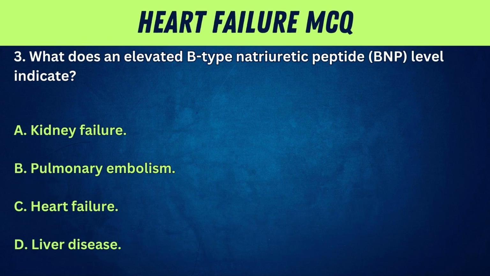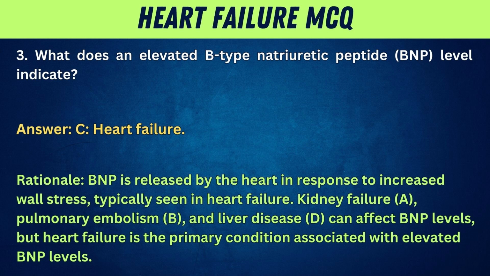3. What does an elevated B-type natriuretic peptide, BNP, level indicate? A. Kidney failure. B. Pulmonary embolism. C. Heart failure. D. Liver disease. Answer: C. Heart failure. Rationale: BNP is released by the heart in response to increased wall stress, typically seen in heart failure. Kidney failure, A, pulmonary embolism, B, and liver disease, D, can affect BNP levels, but heart failure is the primary condition associated with elevated BNP levels.